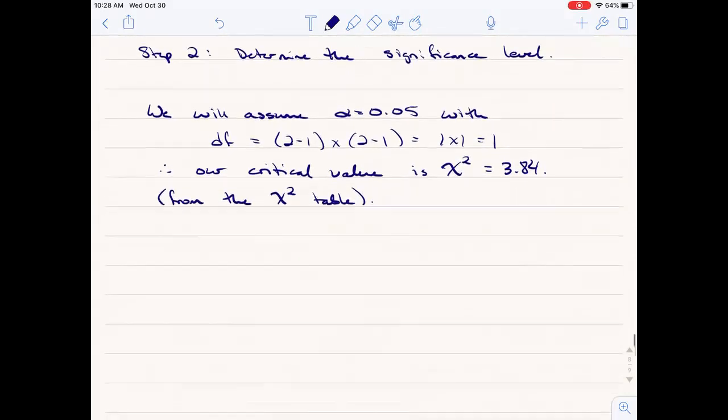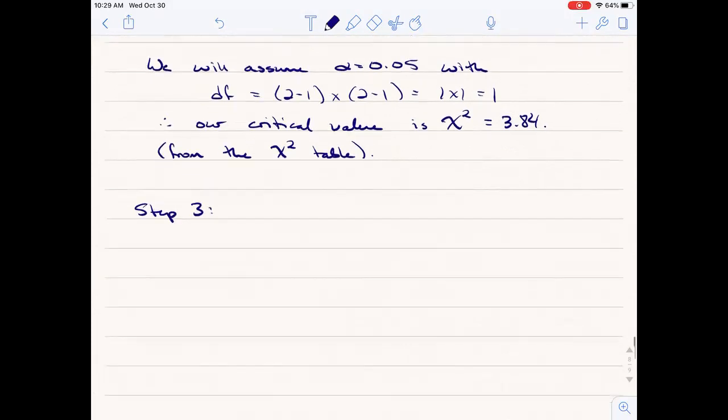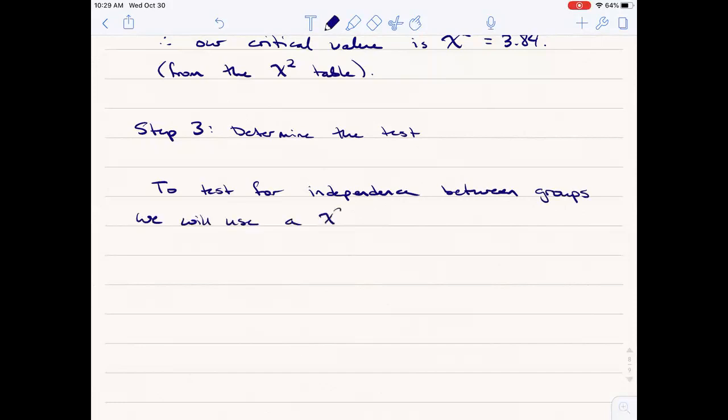So step 3. I can't remember what their steps are, but I feel like it's determine the test that you want to do. Pick a test, any test. No, not any test. Chi-squared test. So, to test for independence, I guess I should say what the step is: determine the test. To test for independence between groups we will use a chi-squared test.